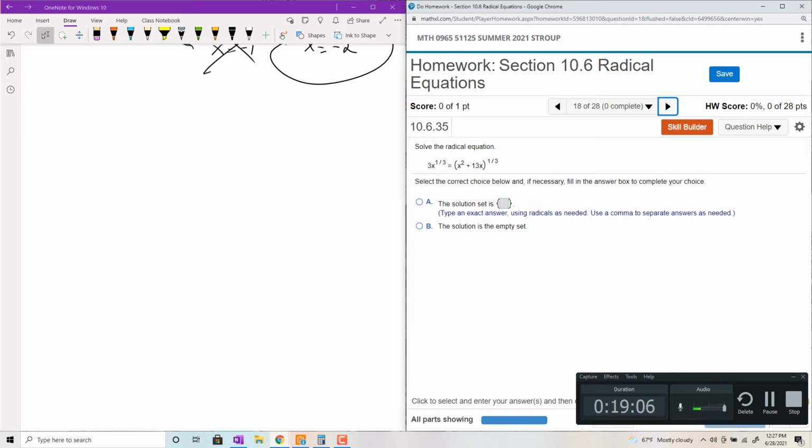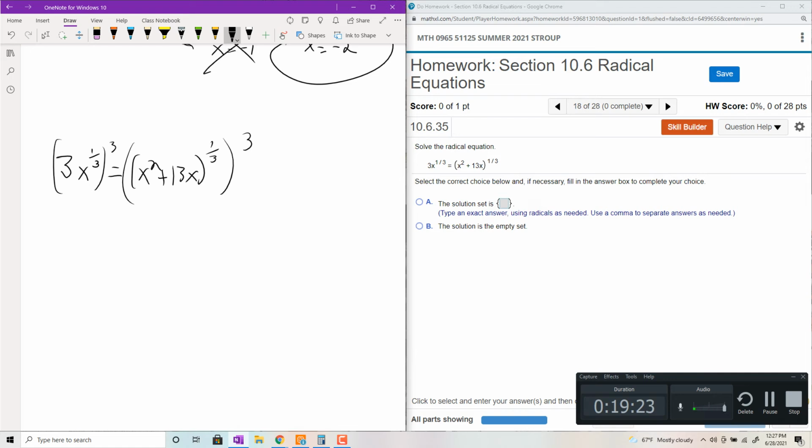Let's try this one. Okay, so 3x to the 1/3 equals x squared plus 13x to the 1/3. Okay, I'm going to have to cube both sides. On the left here, you'll have 3 cubed because remember, you basically have a product to a power scenario. So this would be a to the m times b to the m. So right now the exponent on 3 is 1. So you get 3 to the 3, which is 27, and then x to the 3 over 3, which would be x to the 1.